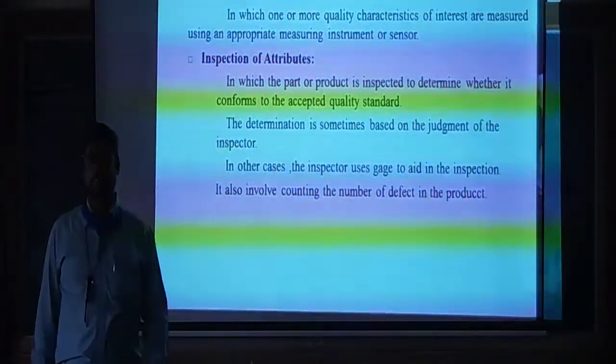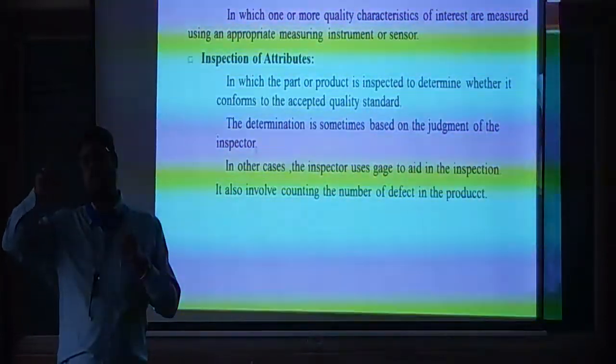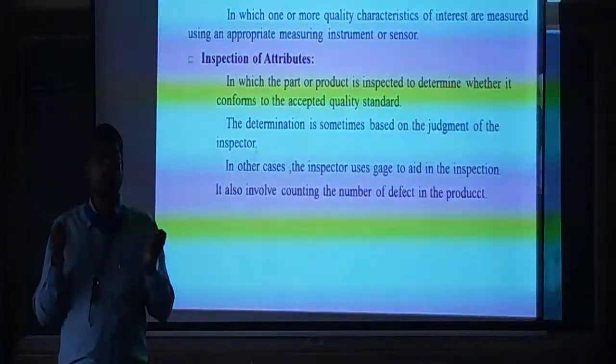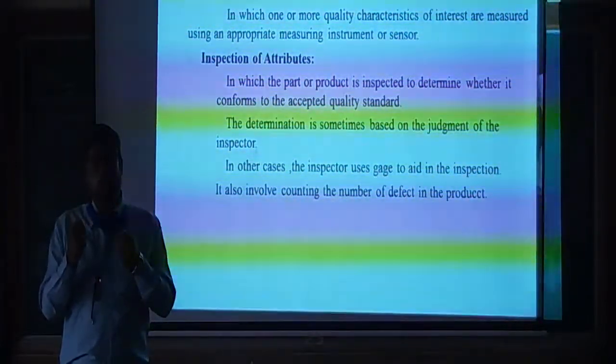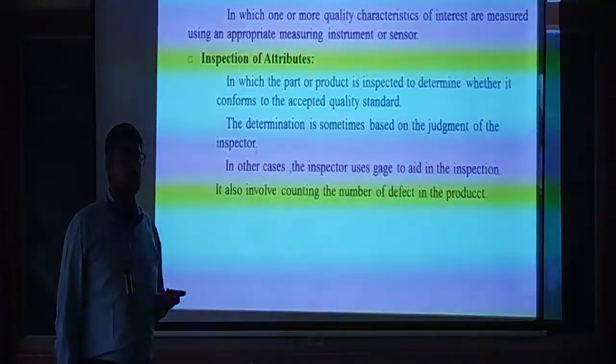Again, if the quality characteristic of interest is, say, the diameter, and the tolerance is given as 20 micron or more, then we usually go for the vernier calipers, because the least count is 20 microns.